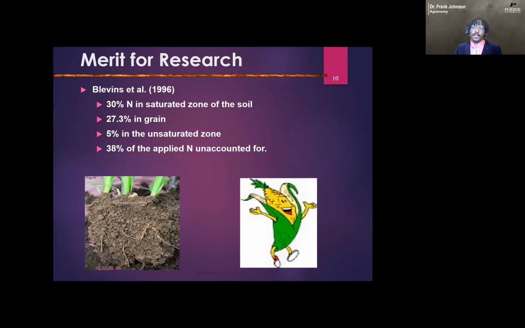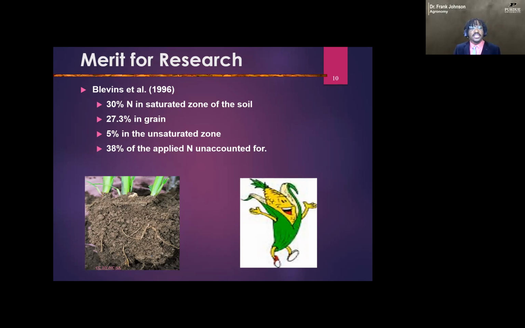The merit for my research that I'm discussing today is this study conducted by Blevins et al. in 1996. What they did is they used N15, an isotope of N that they could track throughout the growing season. And at the end of each growing season, they tried to account for all the nitrogen that they applied in the two fields.